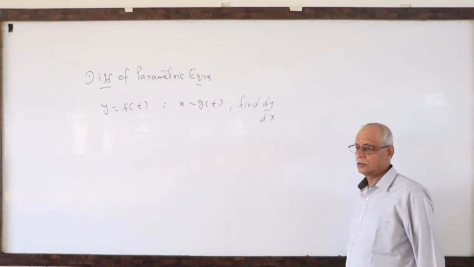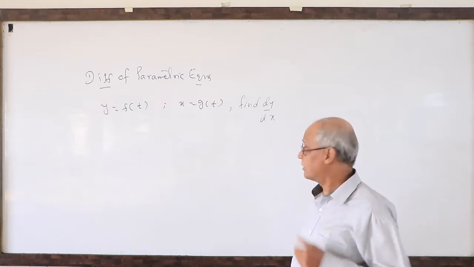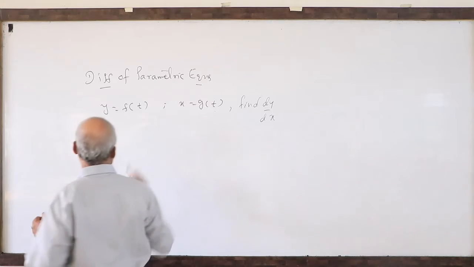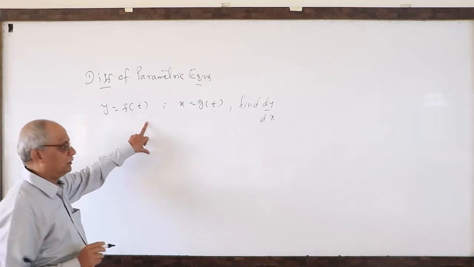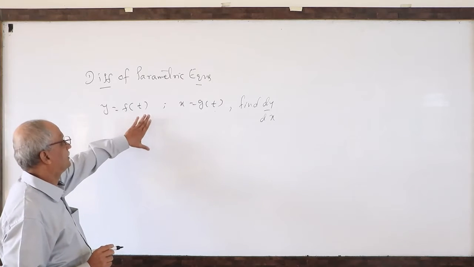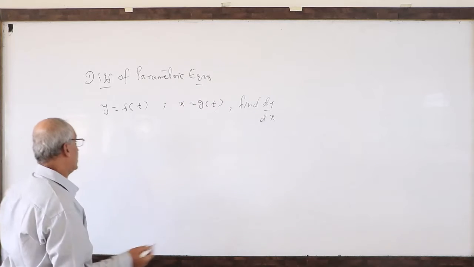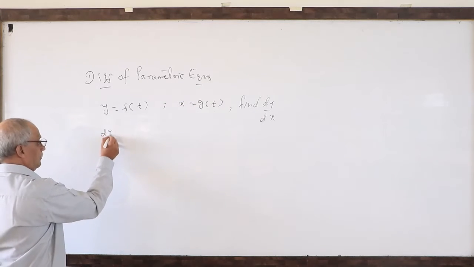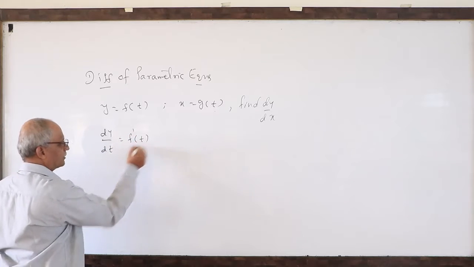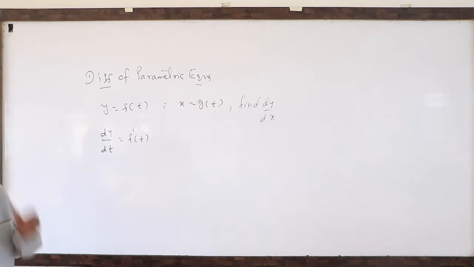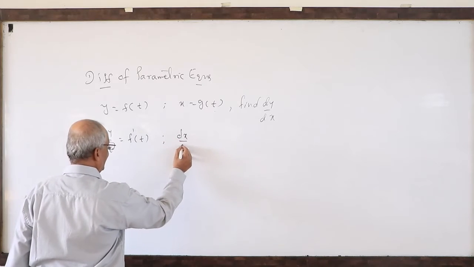There is a third variable, or else you say third person, or else parameter. What is the parameter here? t. Because t is a parameter in between, if you eliminate it, you get the Cartesian equation. That is why they are called parametric. For that, what is the general working rule? dy by dt is f dash t. Then what is dx by dt? g dash t.